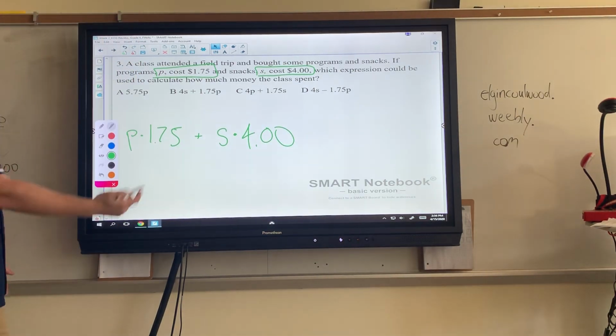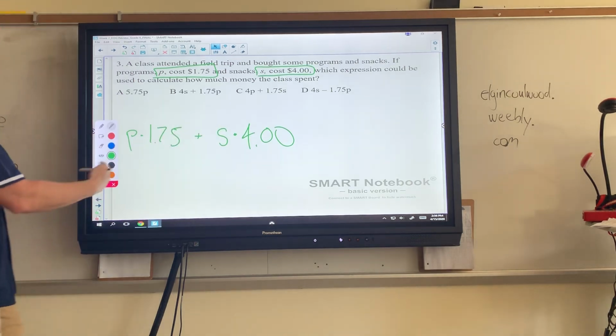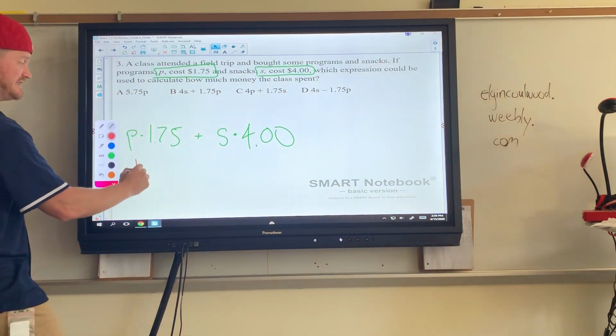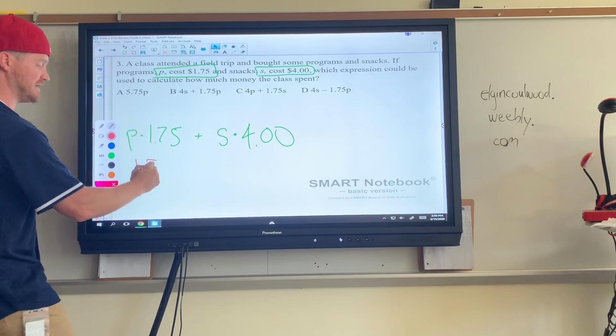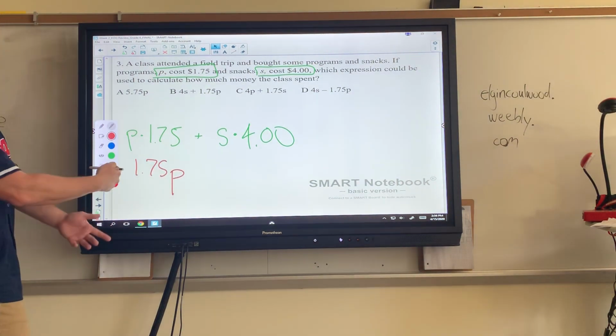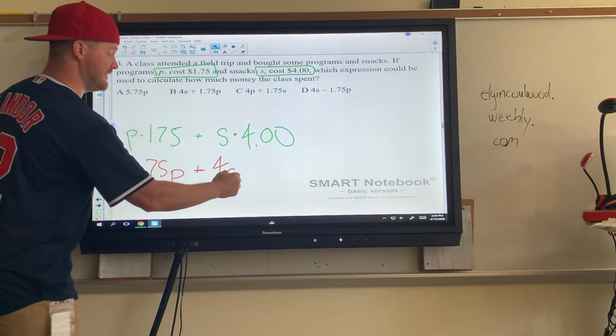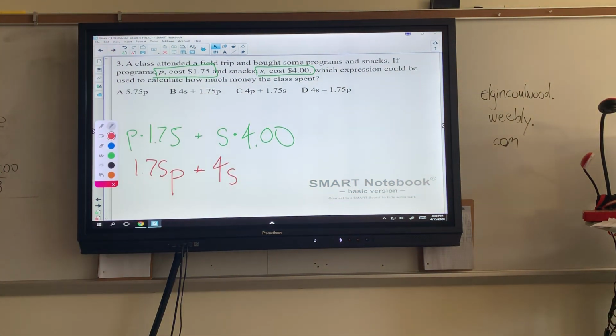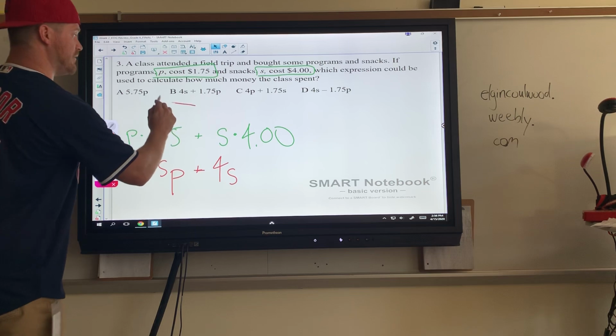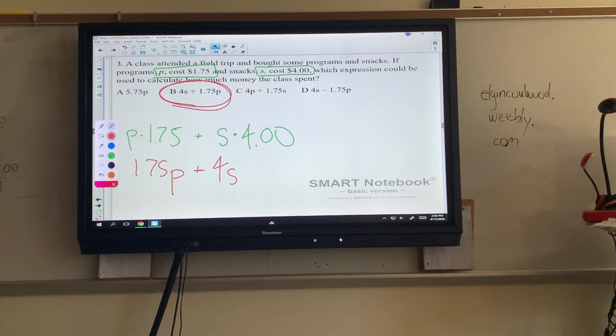And we know that $4 as a whole is just 4. So basically another way to rewrite this stuff is that we don't write P times $1.75, it's going to be $1.75P, which means the same thing. Plus S times $4 is the same thing as 4S. So which one matches $1.75P plus 4S or 4S plus $1.75P? It would be B here.